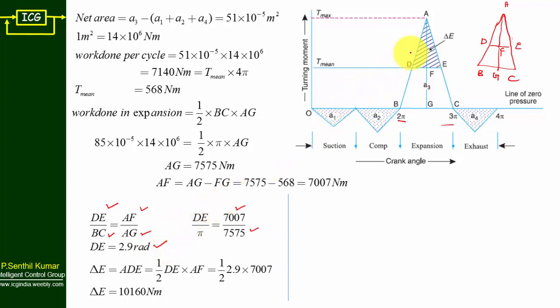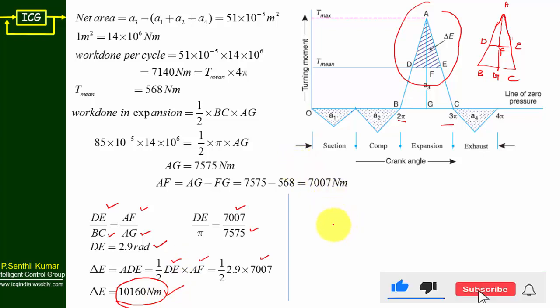Now I can find the area of this triangle. Area of this triangle is half into DE into AF. Half into DE value 2.9, AF value 7007. So finally you will get del E as 10,160 Newton meter. So with this detail, now I can find the I value. That is the answer for subdivision 1. Let me show you how to find the I value.